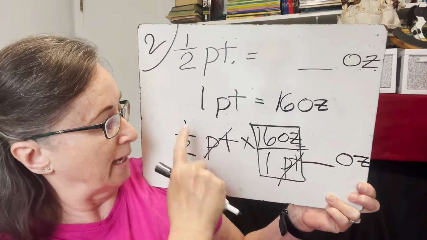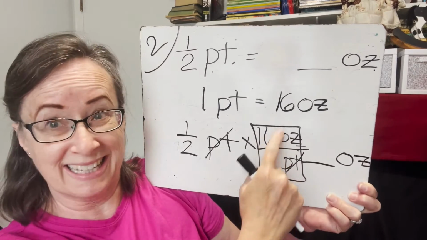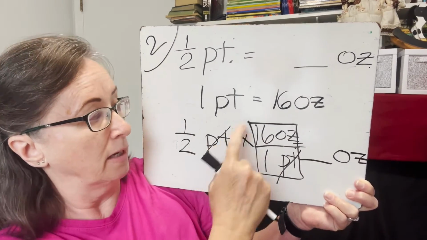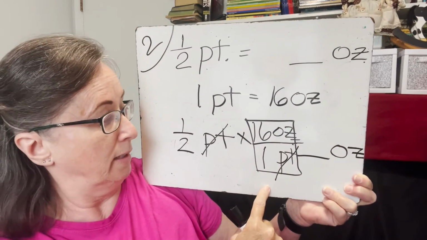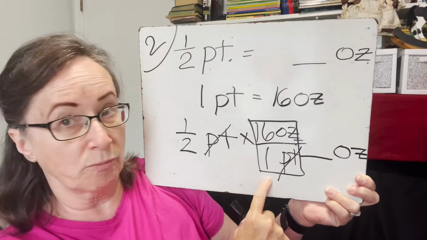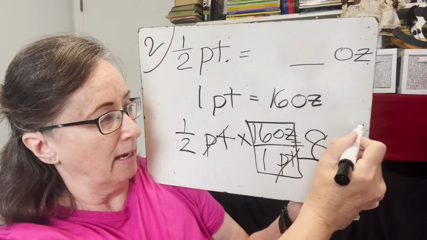So now I'm just going to say 1/2 times 16 over 1. I can just do it like fractions. 1/2 times 16 over 1. 1 times 16 is 16. 2 times 1 is 2. 16 divided by 2 is 8 ounces.